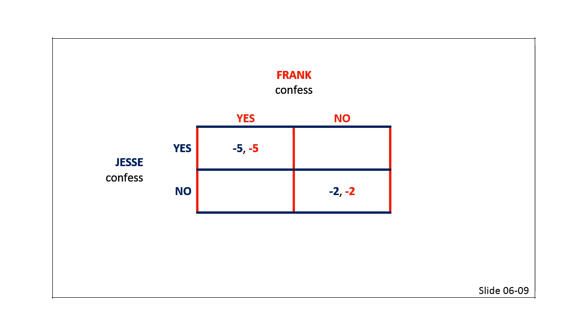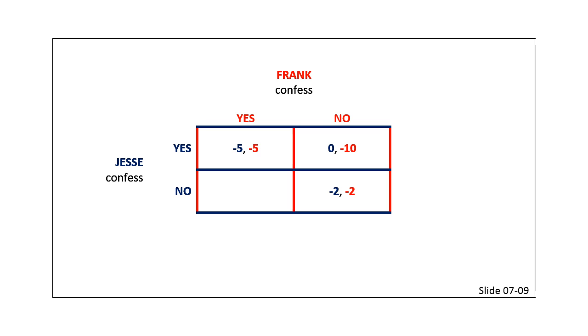If both confess, they go to jail for 5 years. This outcome is represented in the upper left cell of our matrix at the intersection of the yes column, Frank confesses, and the yes row, Jesse confesses. Jesse's outcome is the first number in blue, and Frank's outcome is the second number in red.